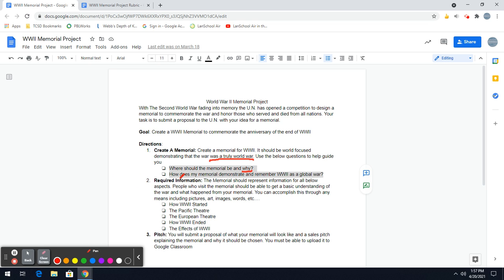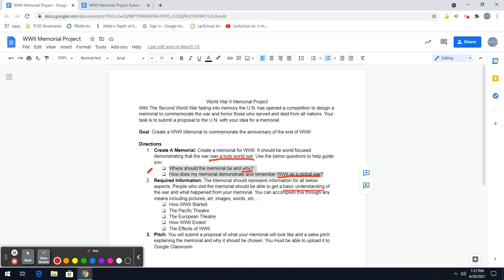Second, you have to have it so your memorial demonstrates that World War II was a global war. You're giving a very basic overview. So that's just kind of your brainstorming. You're making a physical memorial for this. The required information is going to be all laid out in the rubric, but this is just kind of a basic overview. The person who looks at your pitch and looks at your memorial should be able to get a basic understanding of what World War II was.